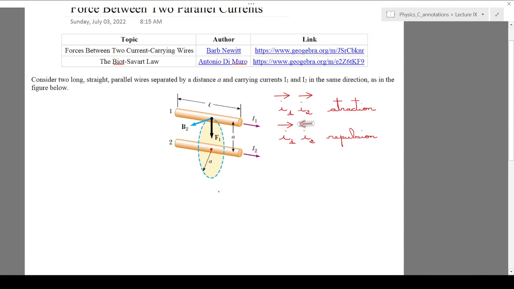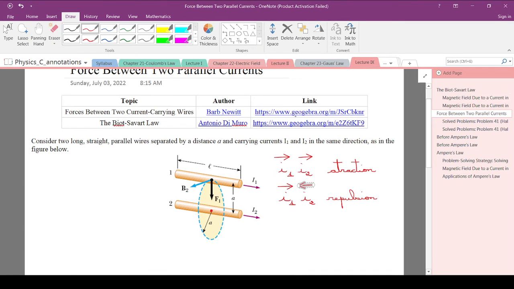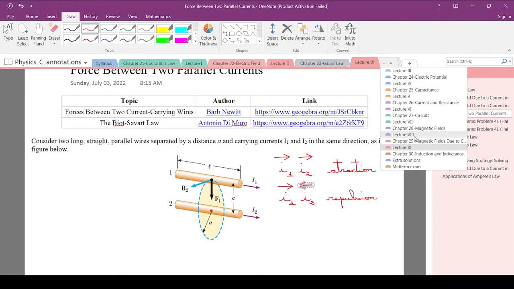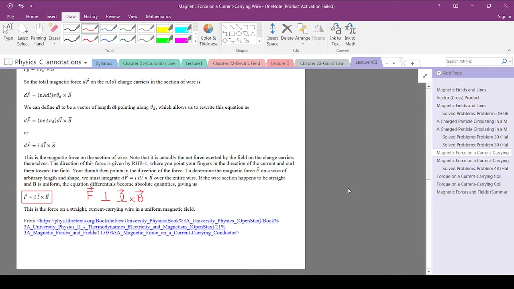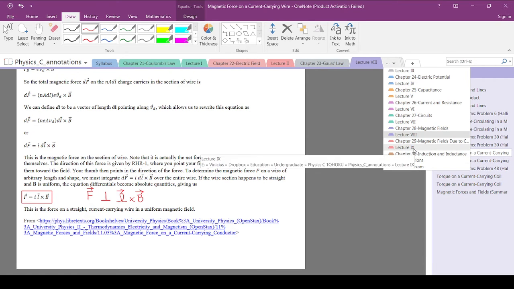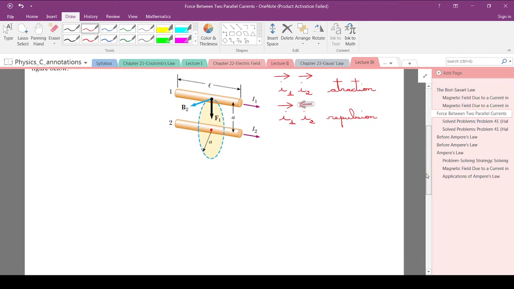Okay, let's keep in mind what we learned last class. Let's go back just to remind us what we learned in Lecture 8. We already know the force generated on a wire. This expression is going to be the current times the length in vector form, and the vector product between the length and the magnetic field itself. So let's go back to our current class and write this down.